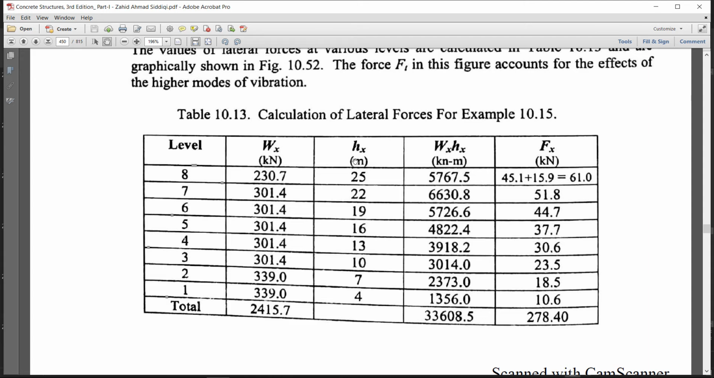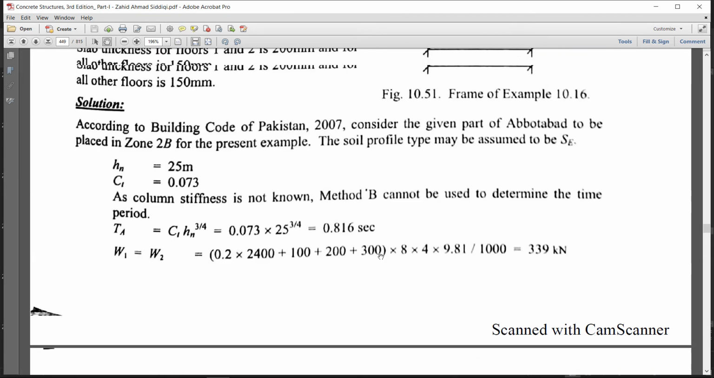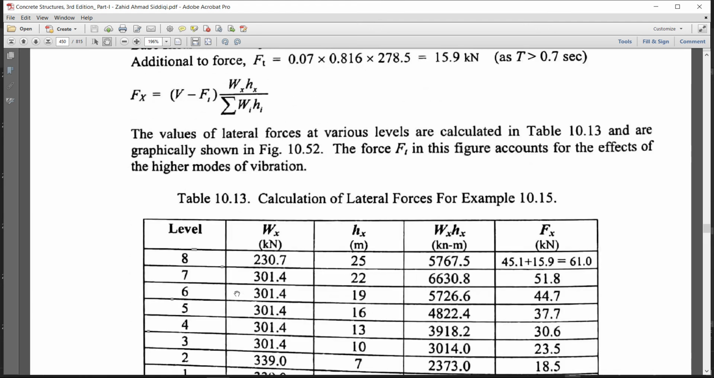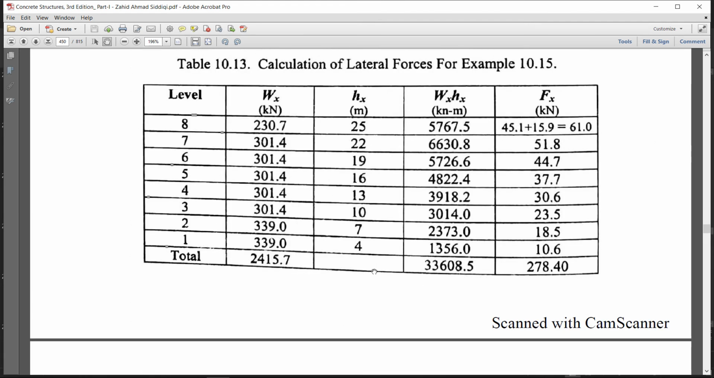Now the height of the building from the base. The first floor height is 4 meter, and the second floor height is 3 plus 4, 7 meter from the base of the building. The third story height is 10 meter. So that's how the hx value from the base has been put. The total height of the building is 25 meter, by adding each story height, the 8-story height is 25 meter.